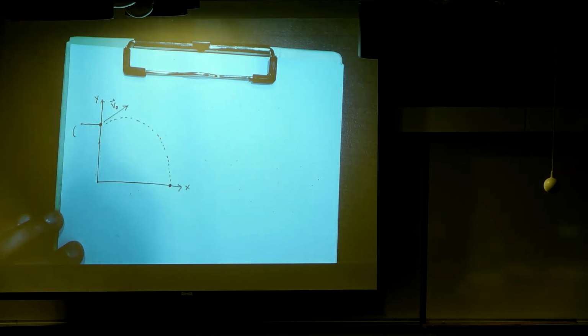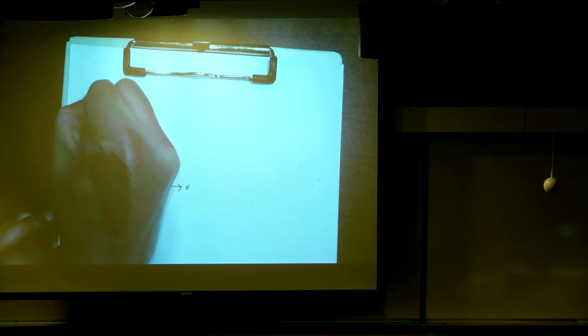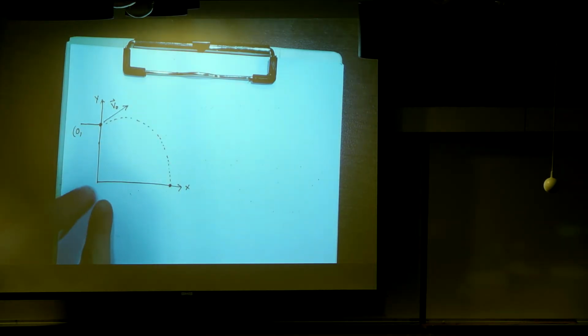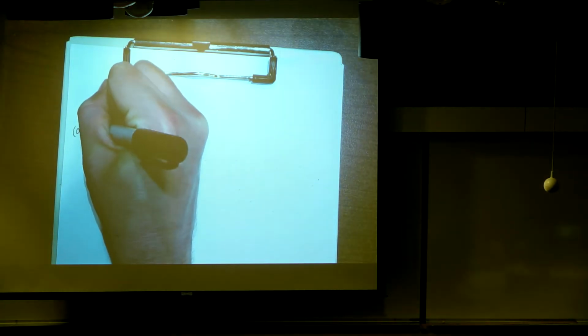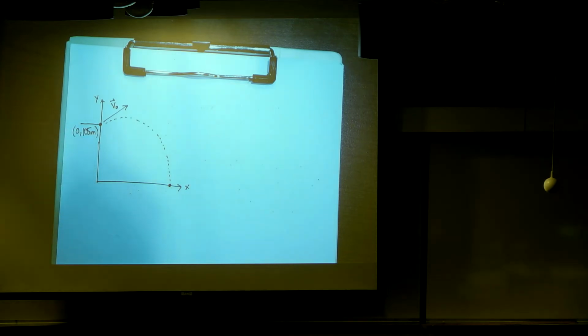What would the x coordinate be? 0. Yeah, it'd be 0 just because of the way I set up my coordinate system with the origin down here. And then 105 meters, right? Because it's 105 meters up from the origin.